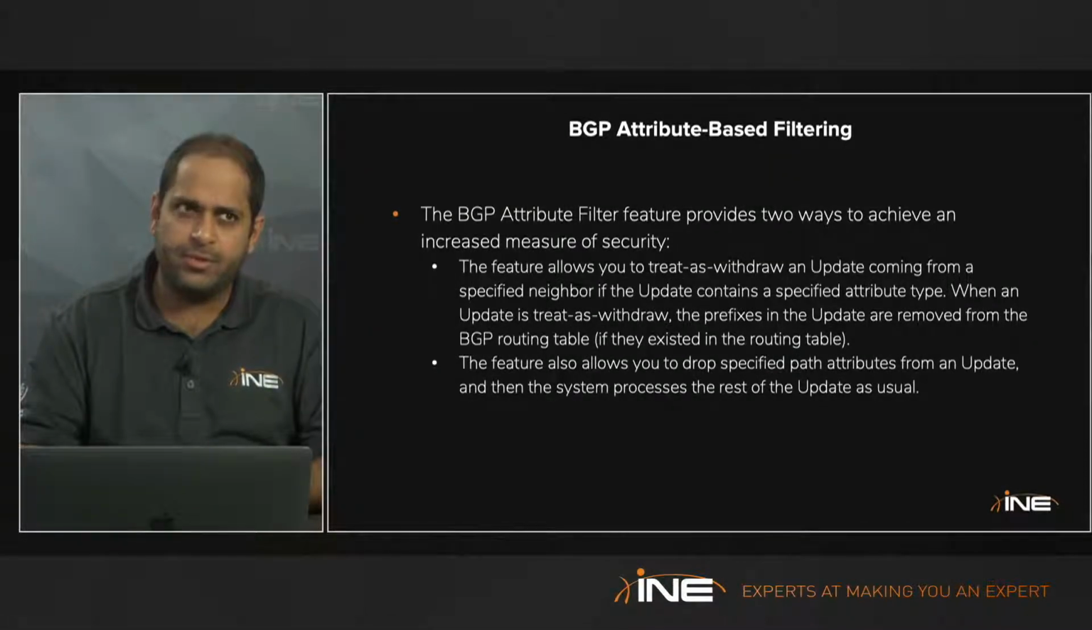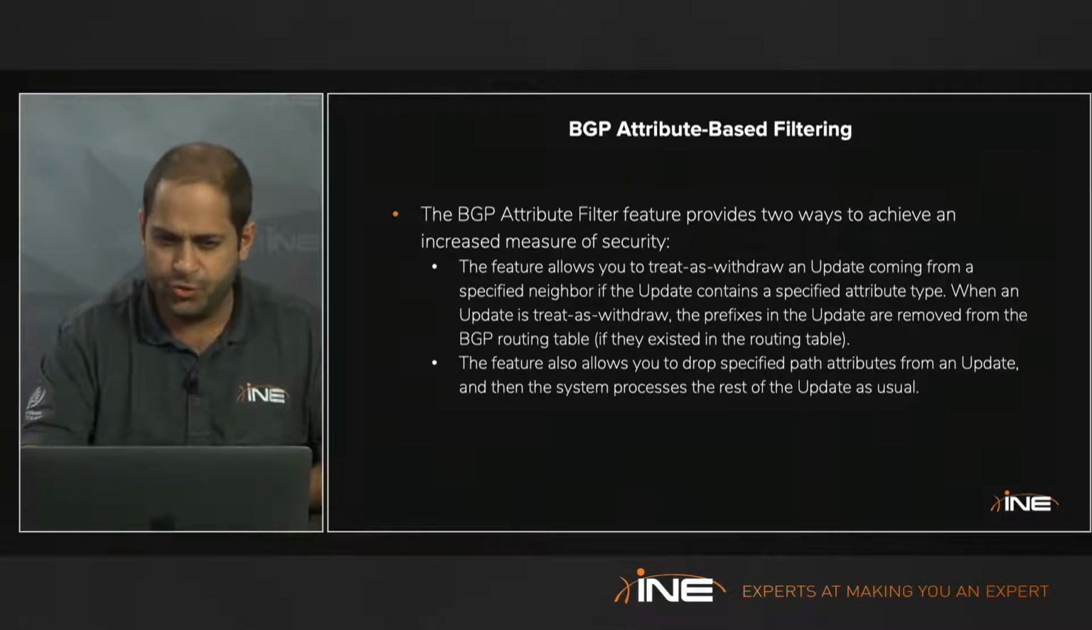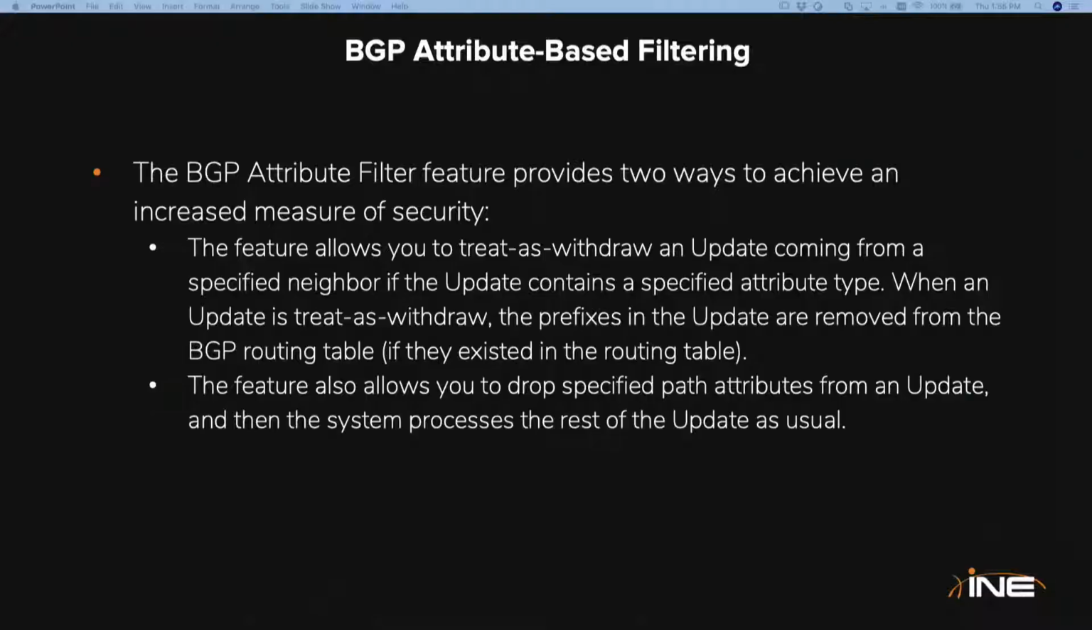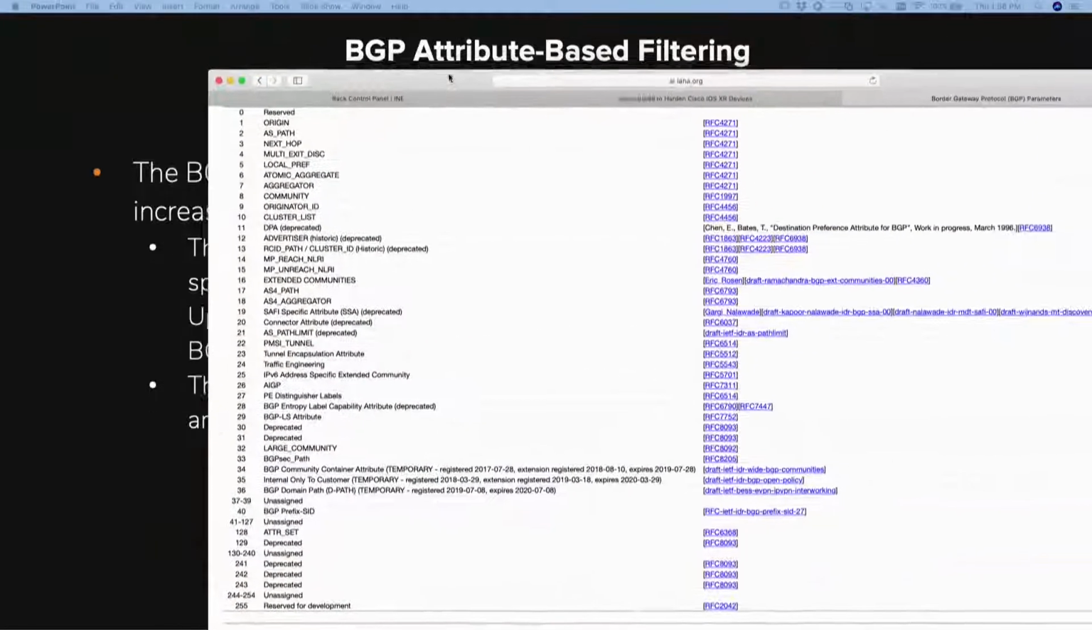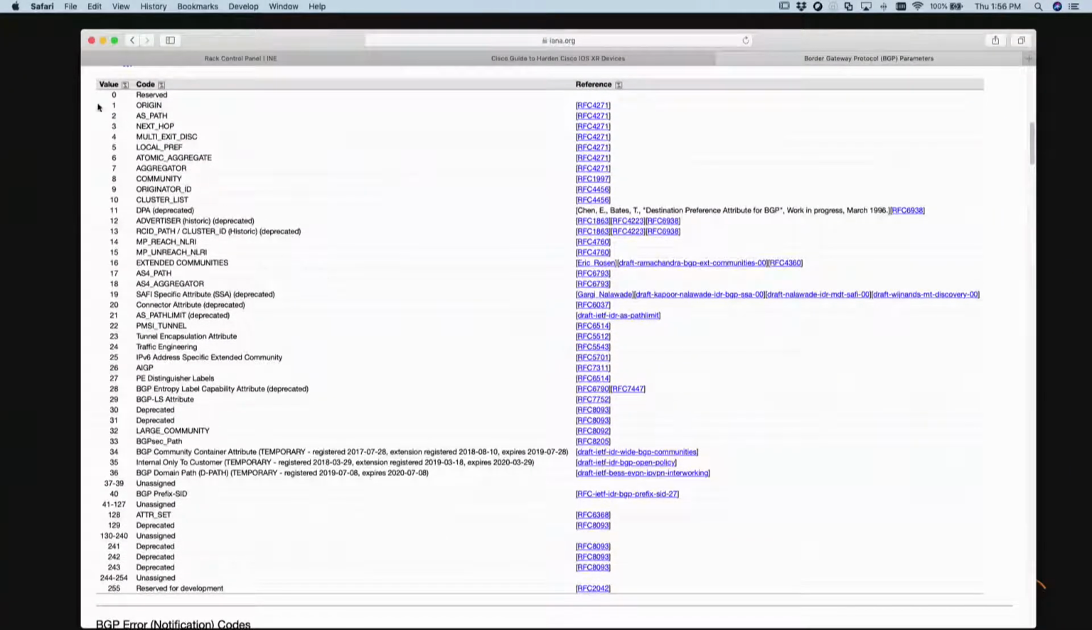All of these attributes basically have an attribute value. Let me see if I can show you that. If I look at this document here, this tells you the attribute value for all of the BGP attributes. So origin is attribute number 1 for BGP, AS path is attribute number 2 as per RFC 4271. We have MED, which is 4, next hop is 3. So these are all attribute values.